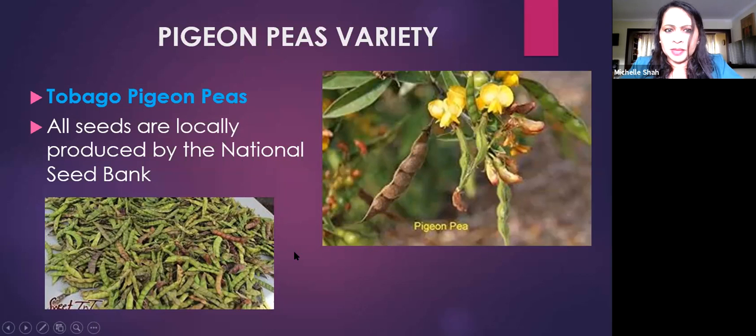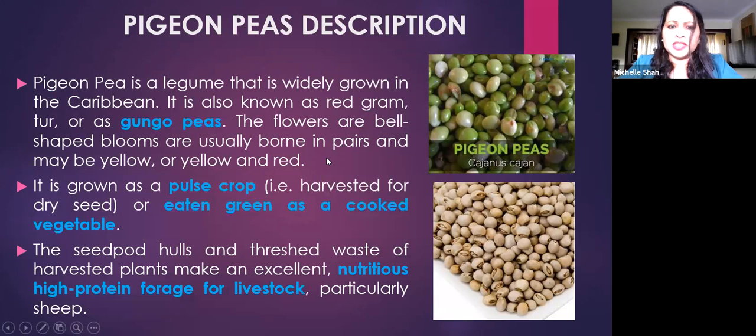The pigeon pea, the description now. The pea is a legume that is widely grown in the Caribbean, and it is also known as gungo beans. Flowers are bell-shaped blooms and are usually borne in pairs and may be yellow and red in color. It is grown as a pulse crop, harvested for the dry seed or eaten green as a cooked vegetable. The seed pod hulls and thresher waste of the harvested plants make an excellent nutritious high-protein forage for livestock, particularly sheep and those types of animals.